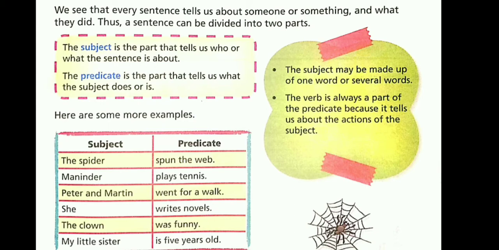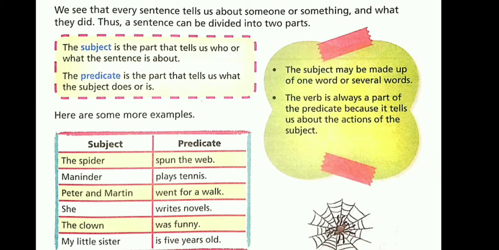Now the next one. Peter and Martin went for a walk. So here we are talking about Peter and Martin. So that is the subject, and went for a walk will be the predicate. She writes novels. So here she will be the subject, writes novels will be the predicate.